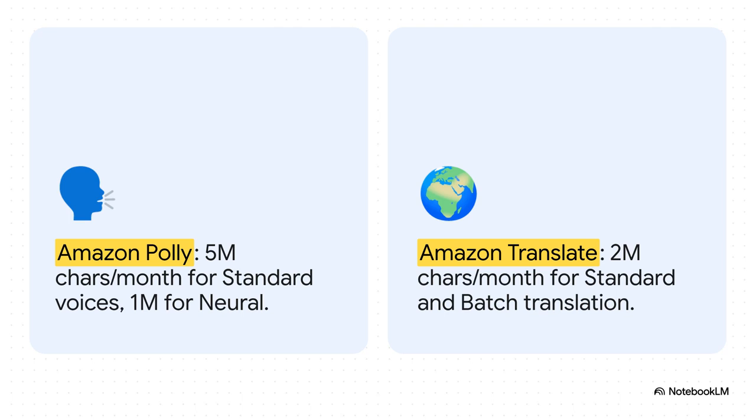your first 12 months. And then compare that with Amazon Translate, which offers up to 2 million characters per month for text translation. With limits that generous, you could easily build multilingual voice-activated AI apps, like chatbots or automated narrators, completely within the boundaries of the free tier.